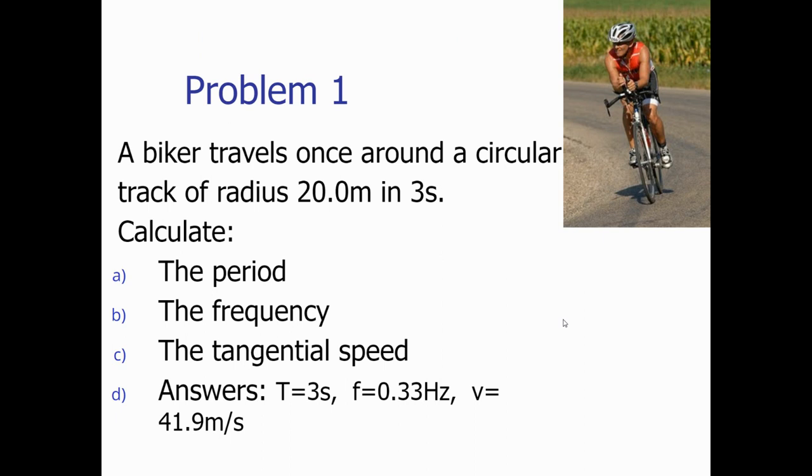Okay, so we're not going to write all this down, but here is how you go about solving this. A person travels once around a circular track with a radius of 20 meters in 3 seconds. Calculate the period. How do I know what the period is? The period is the time it takes to make one lap, one complete circle, one cycle. They told you right here that they go once around a track in 3 seconds. So that's your period. Period is 3.